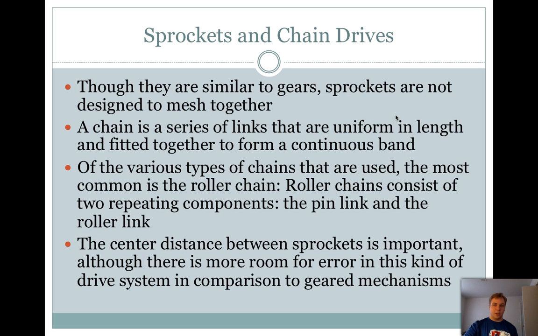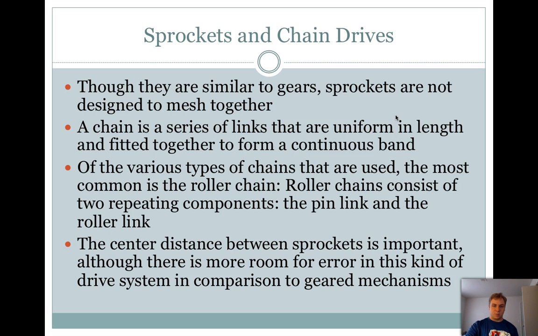Though they are similar to gears, sprockets are not designed to mesh together. A chain is a series of links that are uniform length and fitted together to form a continuous band. Of the various types of chains that are used, the most common is the roller chain. Roller chains consist of 2 repeating components, the pin link and the roller link.